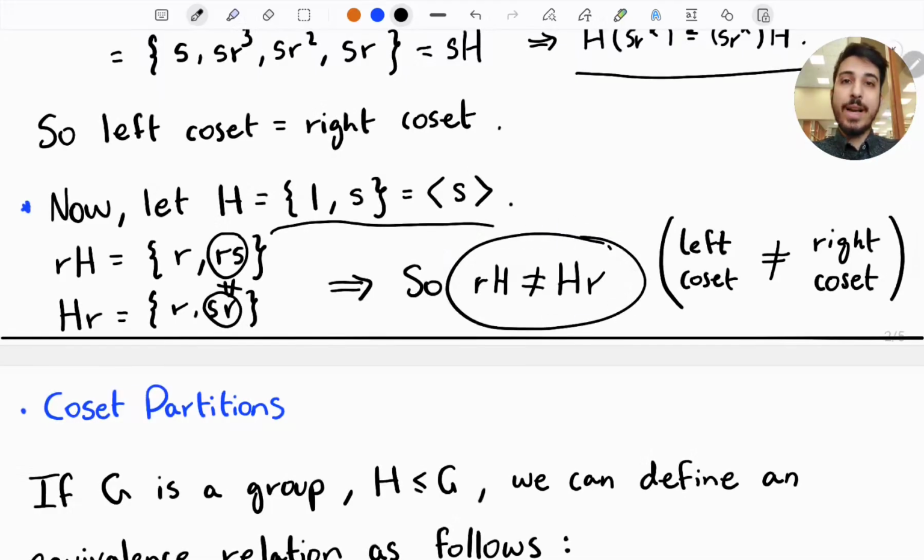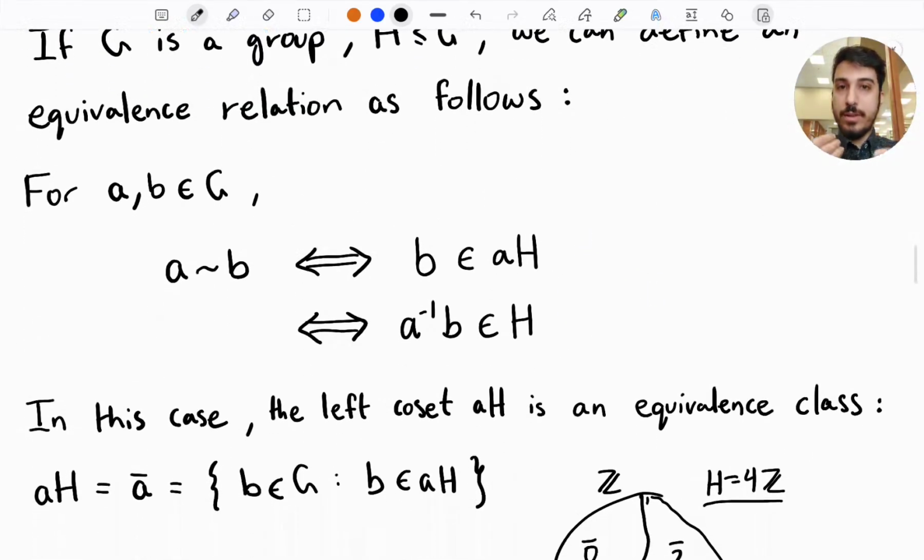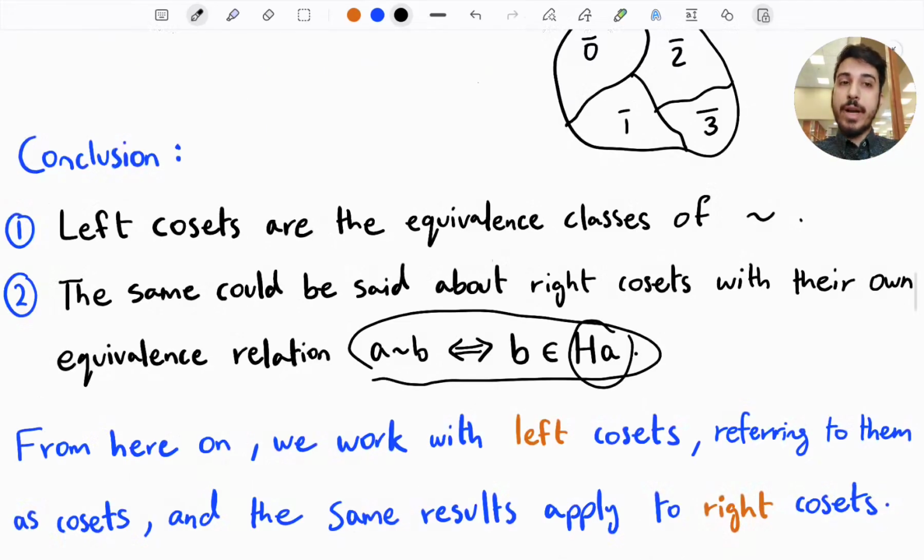So we don't always have the same sort of partition if we go from the left or from the right. However, the results for the individual side, whether we take left or right, are the same. So from here on out, we will work only with left cosets, unless otherwise specified, referring to them as just cosets, and the same results will apply to the right cosets in an analogous fashion.